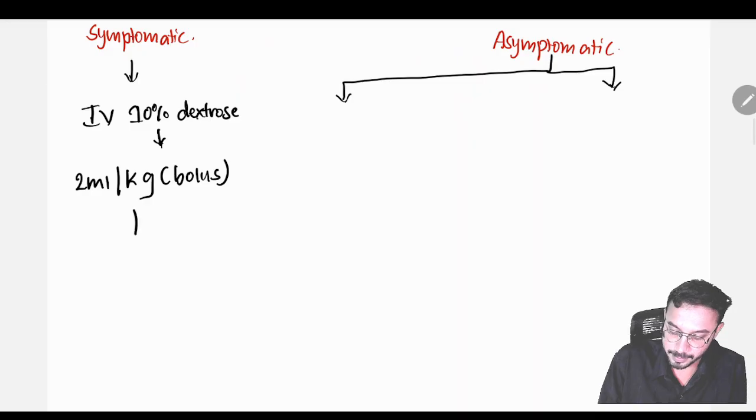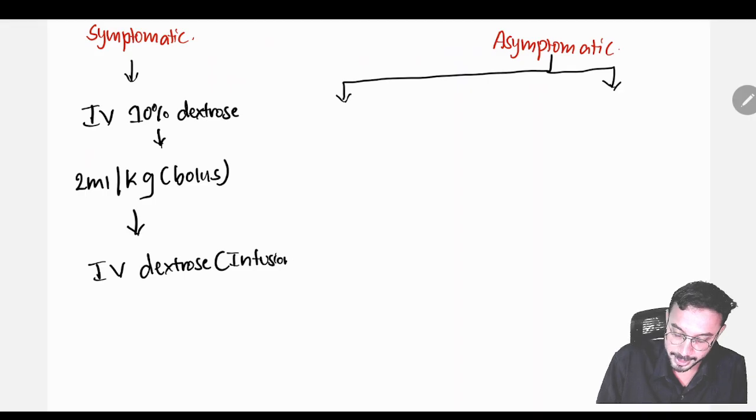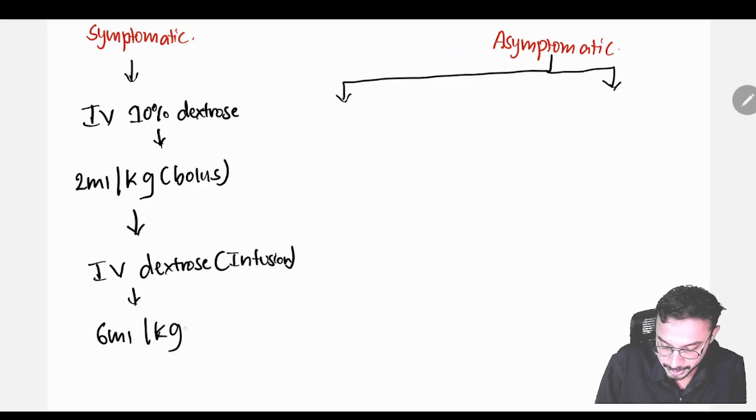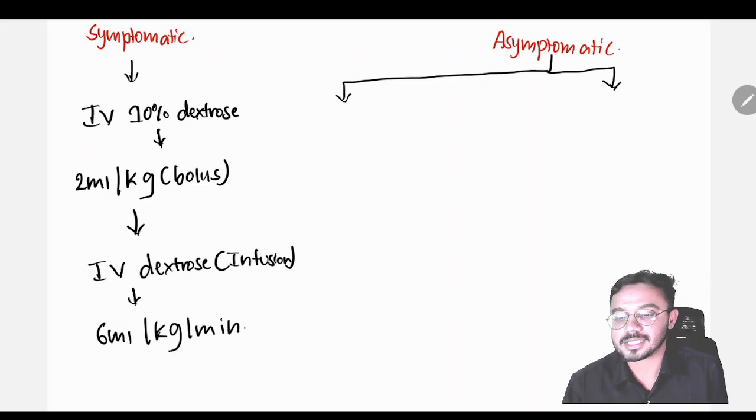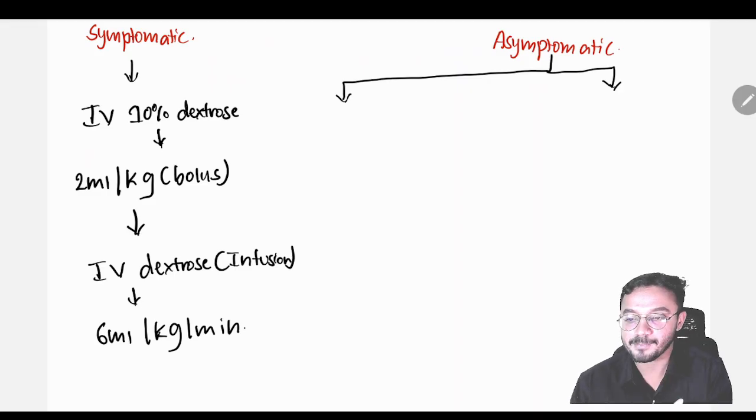After that, you are going to give IV dextrose in infusion form at the rate of 6 ml per kg per minute. Okay, so this is how you treat the hypoglycemic baby.